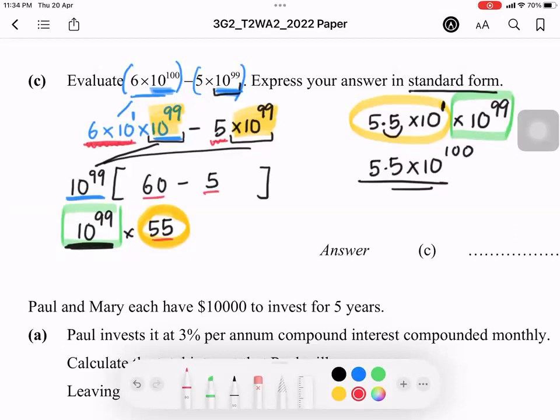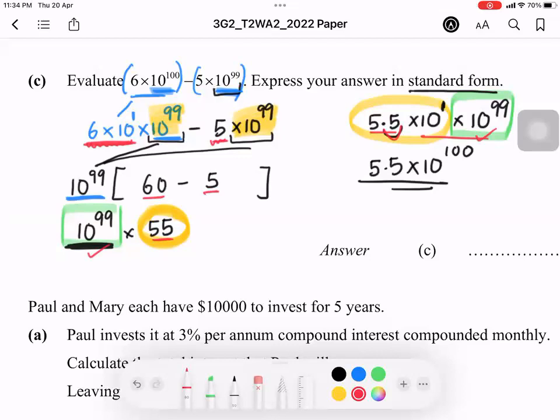Then I change 55 to standard form by writing the decimal place as 5.5. I need to times 10 to make it 55. So I changed the whole of 55 to 5.5 times 10. I still got another 10 to the power 99. Write it down, combine the two together and you get 10 to the power 100. So this should be the answer.